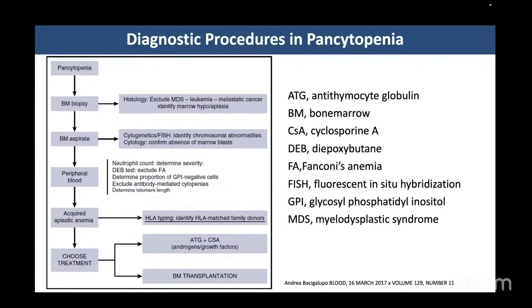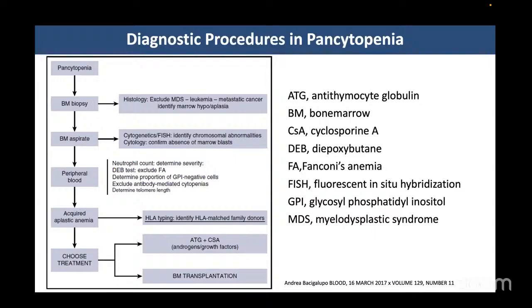So this is a beautiful flow chart showing diagnostic procedures in pancytopenia, how we progress with bone marrow biopsy. The role of bone marrow aspirate and biopsy is to exclude hypoplastic MDS, MDS, metastatic cancer, and other conditions from aplastic anemia. Then on peripheral blood, we can conduct the DEB test, which is seldom done now, but we can do a stress cytogenetics also.